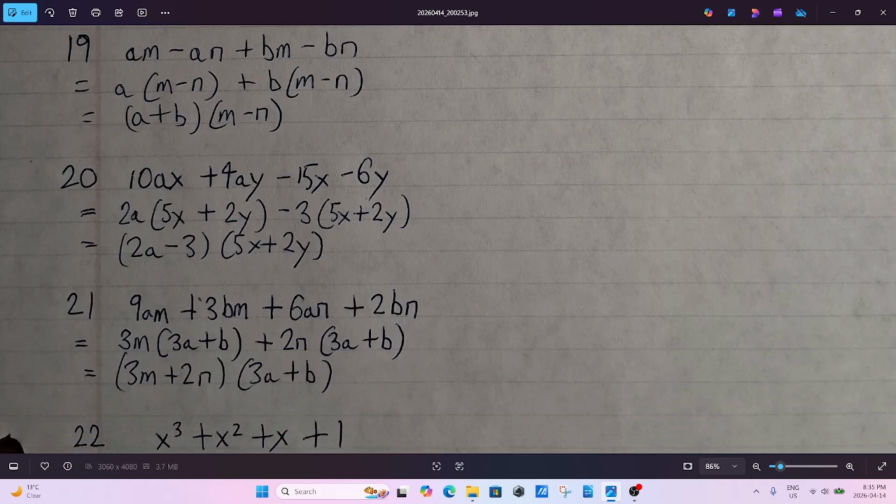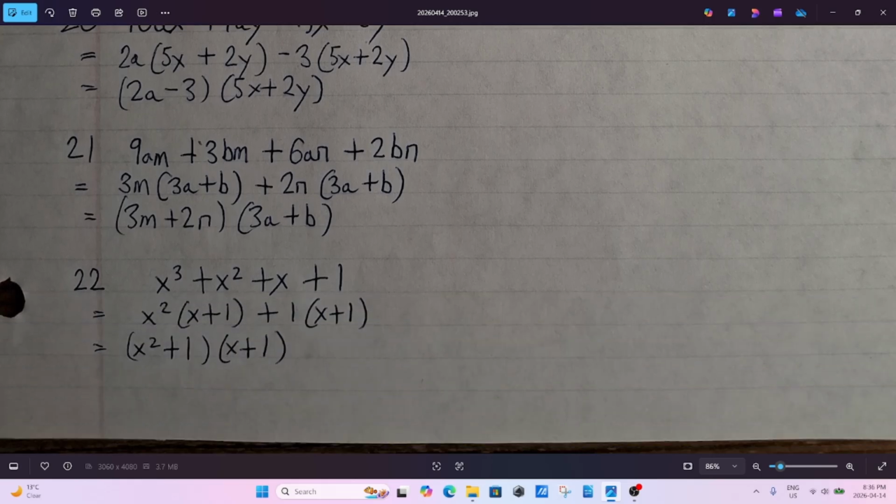Question 19, an plus an plus bn plus bn. We can factor the first two terms for a, last two terms for b. Then it becomes a plus b times n minus n. Question 20, 10ax plus 4ay minus 15x minus 6y. We factor the first two terms, we factor the last two terms, and then we see a common factor and it gives us an answer.